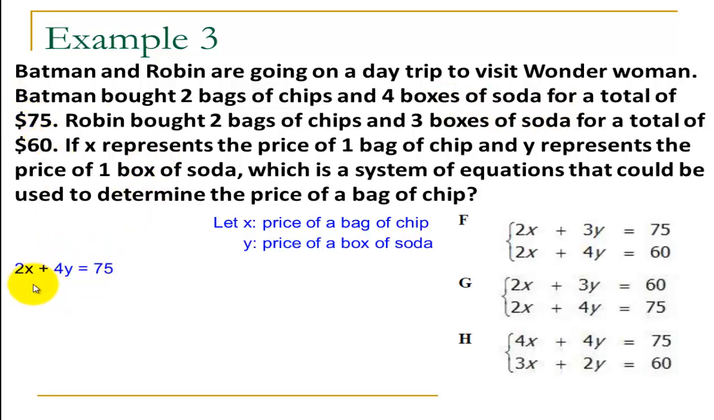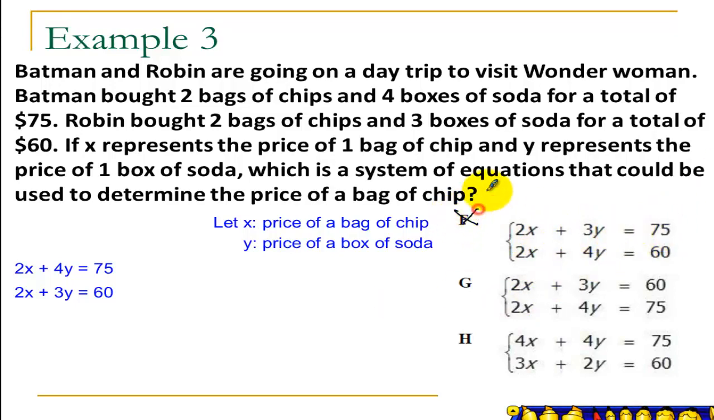So we can write that as 2x plus 4y equals 75. Robin, 2 bags of chips and 3 boxes of soda equals 60. We can write this as 2x and then 3y equals 60. Okay, so this should be the correct system. Let's check option F. So 2x plus 3y equals 75. We should get equals 60 here.